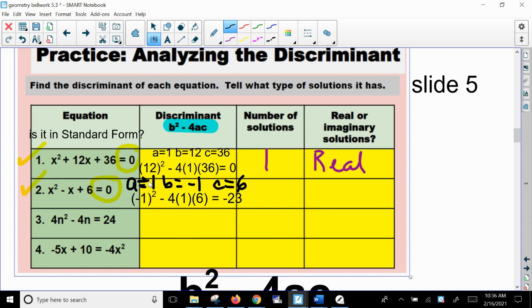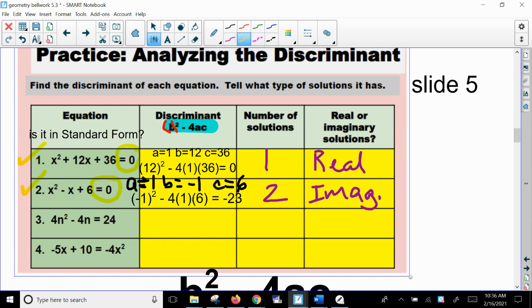So B squared minus 4AC. Notice, again, when I do B squared, I put the B in parentheses with the square on the outside. So negative 1 in parentheses squared minus 4 times A times C. We got negative 23. Our discriminant is negative. That means it has 2 solutions, but they're not real. They are imaginary.